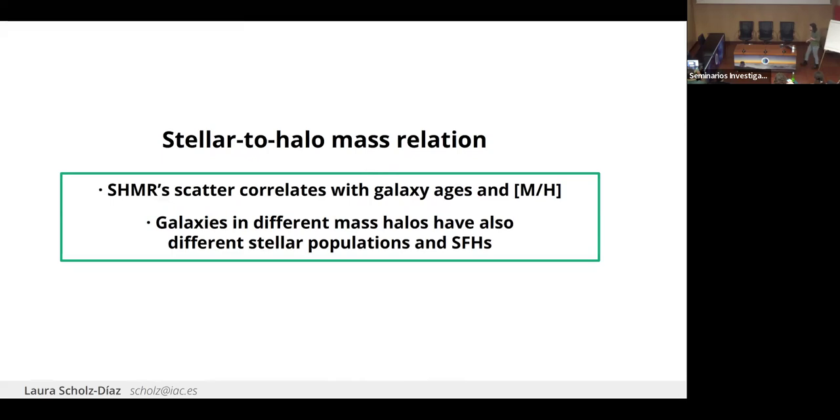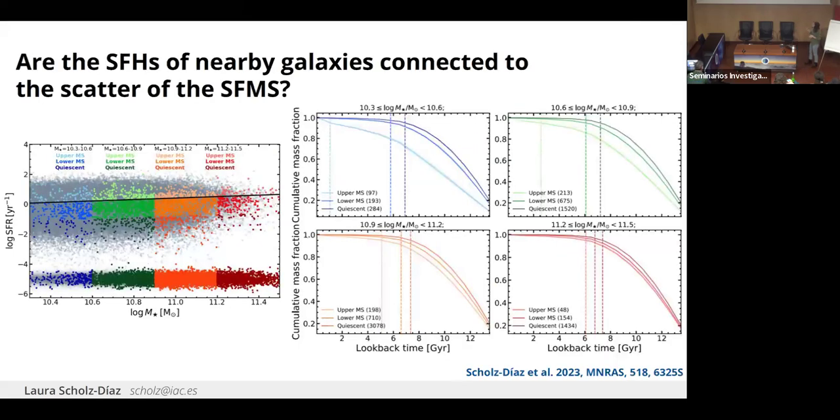I'm gonna make a very quick parenthesis. So in this latest work in which we had the star formation histories of the galaxies, we also studied the origin of the star forming sequence, the relation that I showed you at the beginning. So very quickly, if you're interested in this, please talk to me later and contact me. But basically, we find that the relative position of the galaxies with respect to the main sequence is connected to the star formation histories of the galaxy.